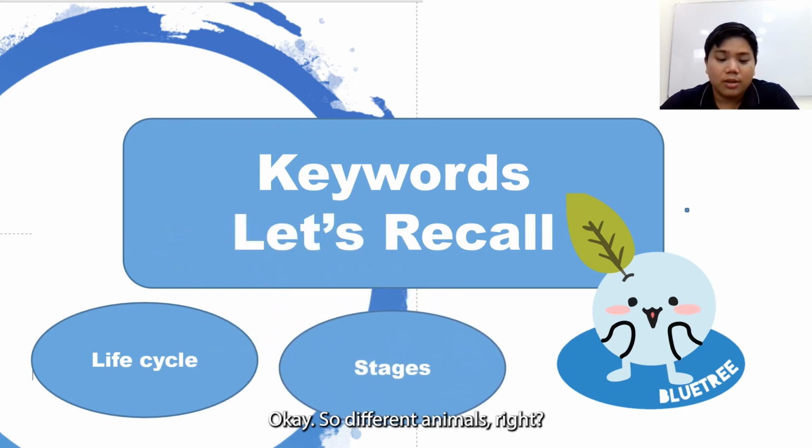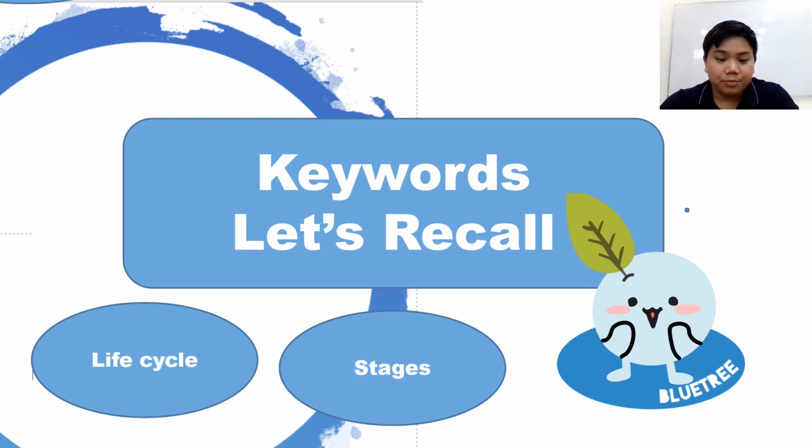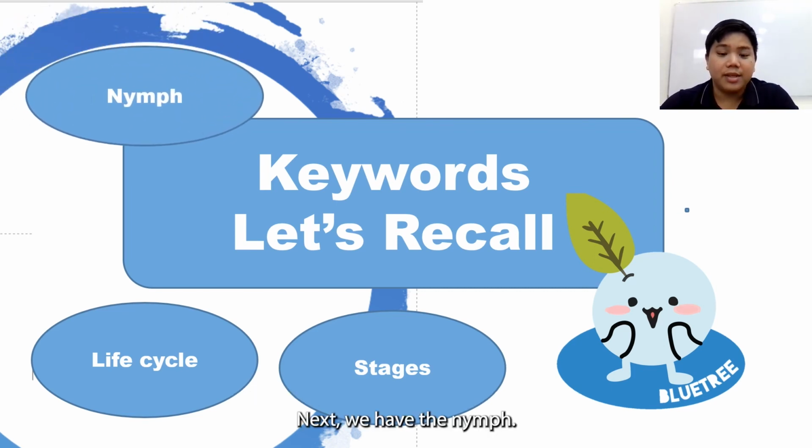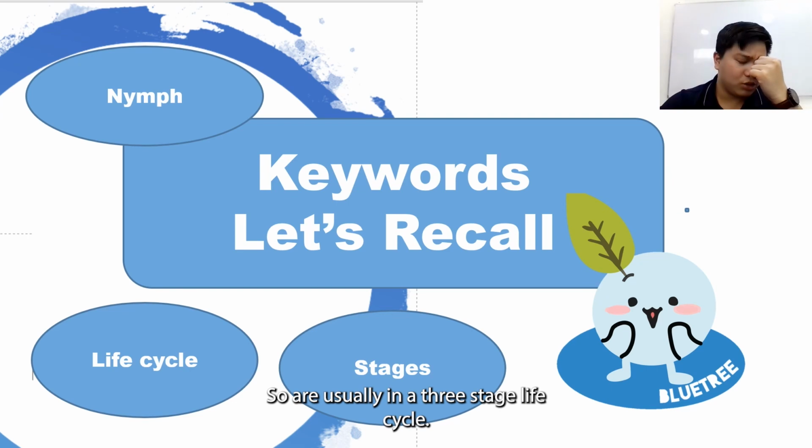Different species of organisms have different numbers of stages in their life cycles. Next, we have the nymph. Nymph is the young that looks like an adult. They're usually in a 3-stage life cycle.